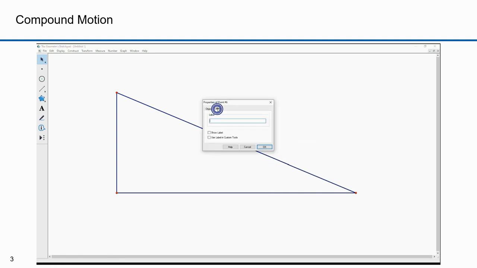Now I'm going to label this point V for velocity. This could be any quantity, but I'm going to label it V. And this is going to be V sub y. For that direction of motion, that's the y component of velocity. And this is V sub x. This is the x component of velocity.